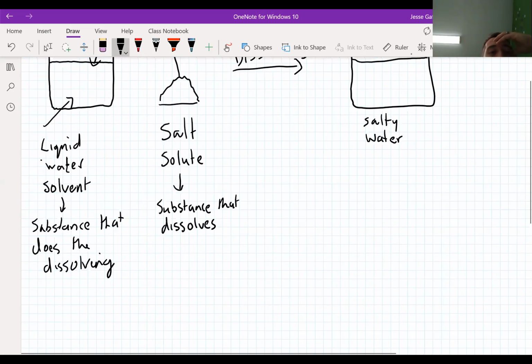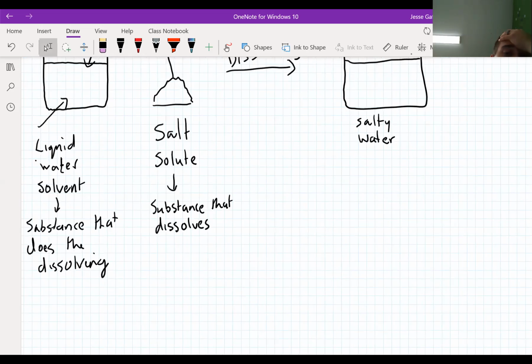Sometimes the solvent, though, might not be a liquid. The solute is usually a solid. In this case, the salt is the solute. But we have other types of solutes too. An example of a different type of solute would be a gas called oxygen. Oxygen is a gas that we breathe, but fish also need to breathe oxygen. So oxygen needs to be able to dissolve into water so that fish can breathe it through their gills. If there was no oxygen dissolved in the water, then the fish would all die.